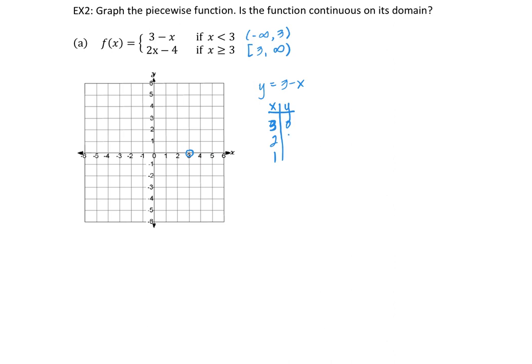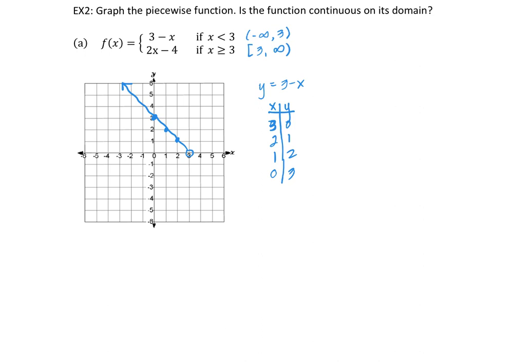3 minus 2 is 1. 3 minus 1 is 2. So it's going to pass through (2, 1), and that would be solid. And then (1, 2), that would be solid. And that's enough points for me to draw my line, but feel free if you want to do more, maybe put in 0 for x, and you'll get 3 back for y. This is enough though. And you draw your graph.